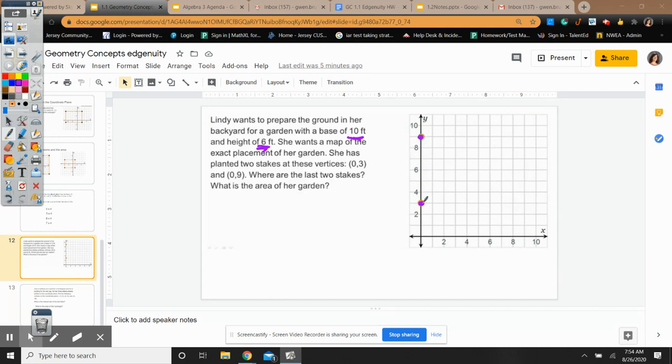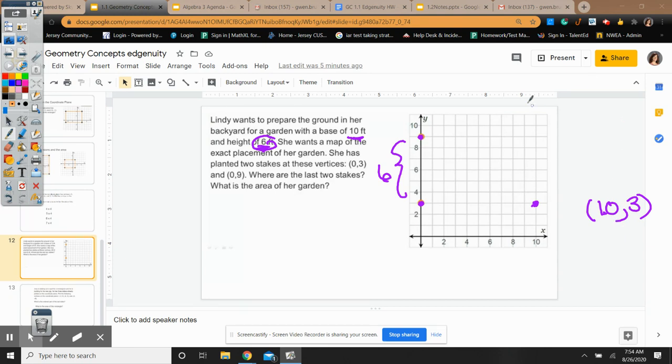Well, let's look at this. From 3 to 9, that's that distance of 6 that she's talking about. So now I need to go a base of 10 and make it a rectangle. So which way do I need to go? I need to go from this point to the right. To get a base of 10, I'm going to have to count out 10. It's already marked very clearly for me. So this point would go here at the point 10, 3.